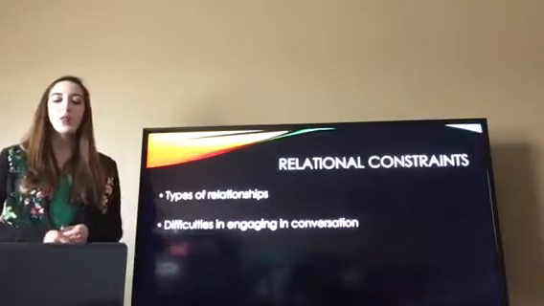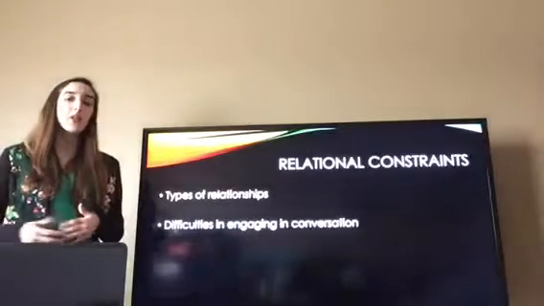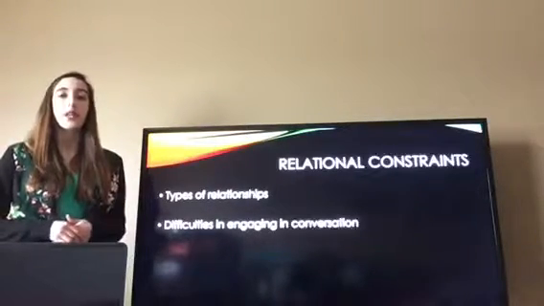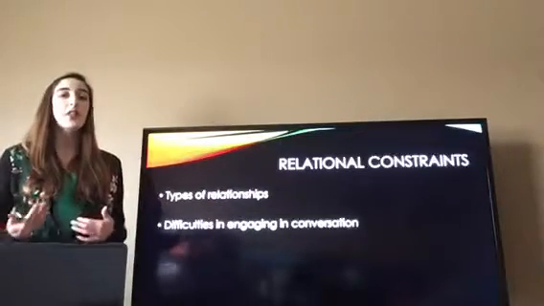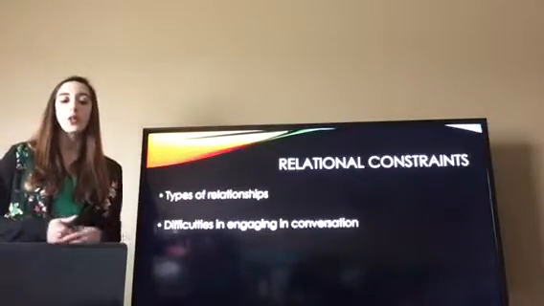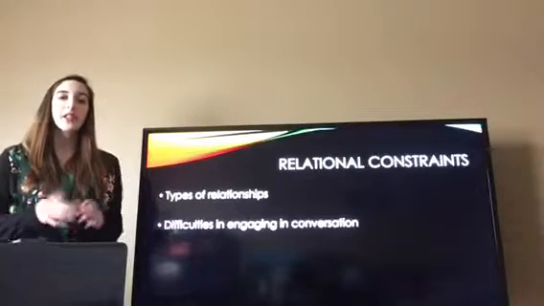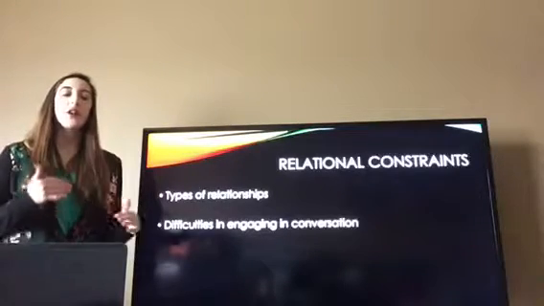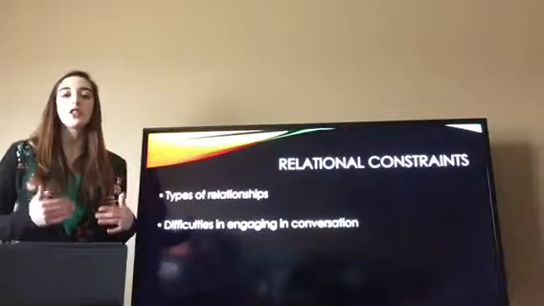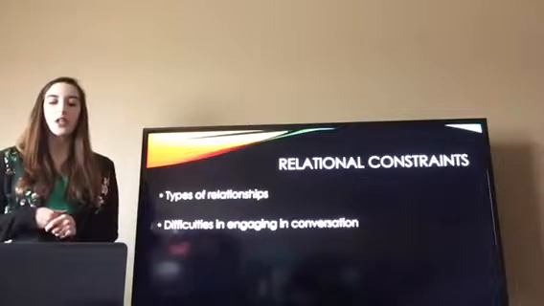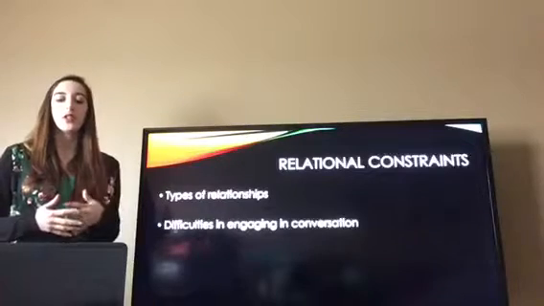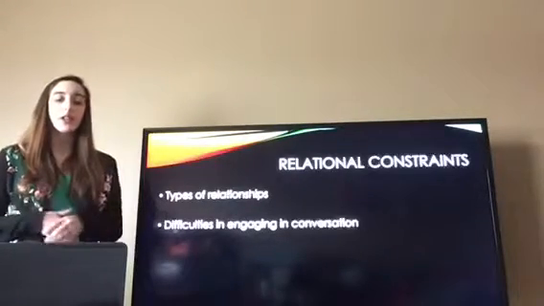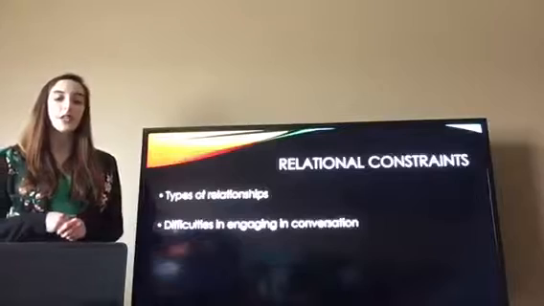Now, depending on the type of relationship, people may communicate differently with one another. For example, the way we talk to our significant other may be different than how we speak to our parents or to our coworkers. Therefore, depending on the type of the relationship, there are some relational constraints that do exist in interpersonal communication. And it can be difficult to engage in interpersonal conversation because there are so many factors that may constitute a face threat.